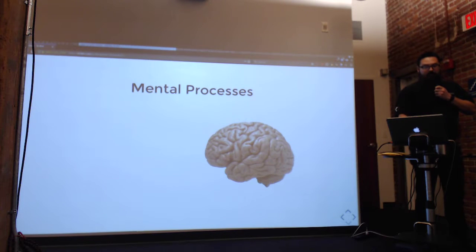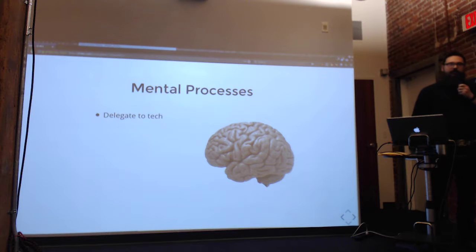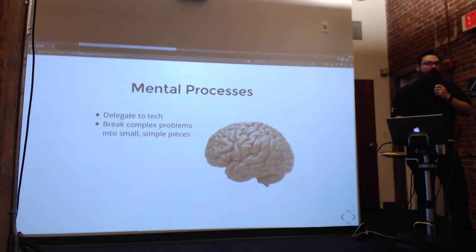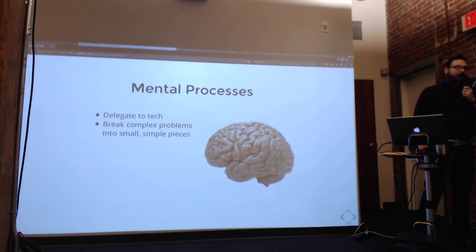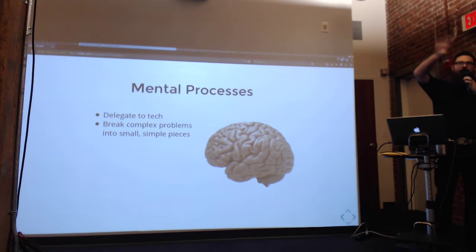Mental processes, that's another one. One way that you can slow down the willpower loss with that is by delegating some of these things to technology. So instead of trying to solve everything in your head, you can use a calculator as an example. You can break down complex problems into small, simple pieces, which you should be doing anyway, because a lot of times you'll just be trying to think of how the whole thing works and end up wasting a lot of mental energy.